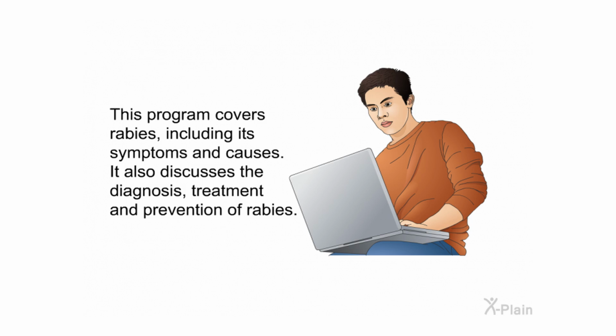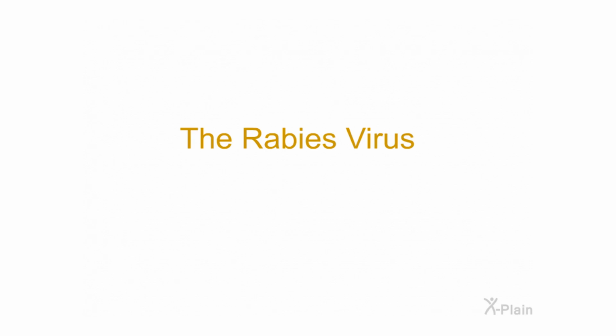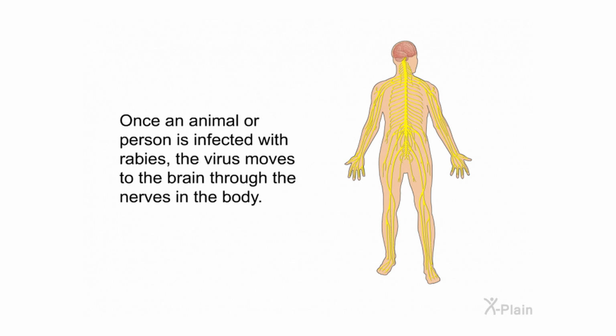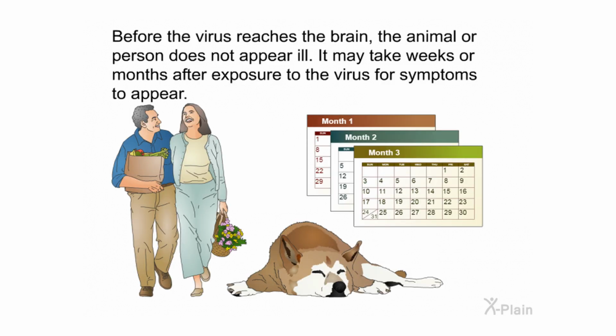This program covers rabies, including its symptoms and causes. It also discusses the diagnosis, treatment, and prevention of rabies. The rabies virus. Rabies is caused by a virus that is spread through the saliva of an infected animal. Once an animal or person is infected with rabies, the virus moves to the brain through the nerves in the body. Before the virus reaches the brain, the animal or person does not appear ill. It may take weeks or months after exposure to the virus for symptoms to appear.